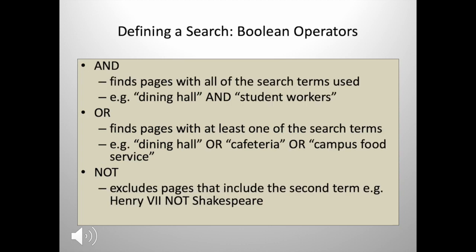Boolean operators are useful for tailoring search terms to get the type of results you want. Boolean operators are one-word connectors that are placed between keywords or phrases in a search. Using AND, we'll find pages that include all the search terms used. OR will find pages that include at least one of the search terms. NOT excludes pages that include the second phrase listed.